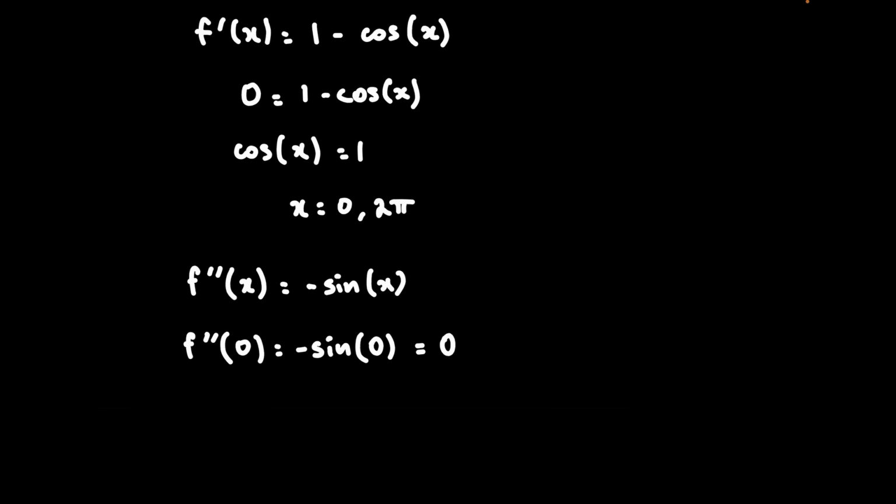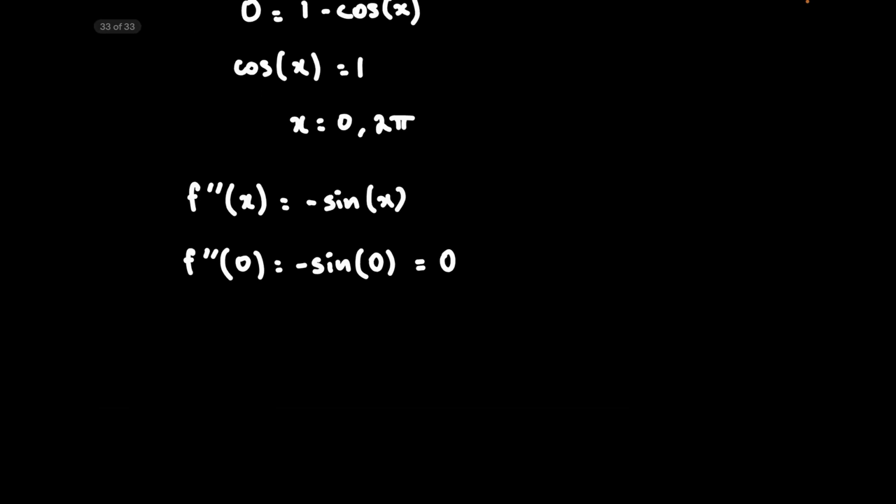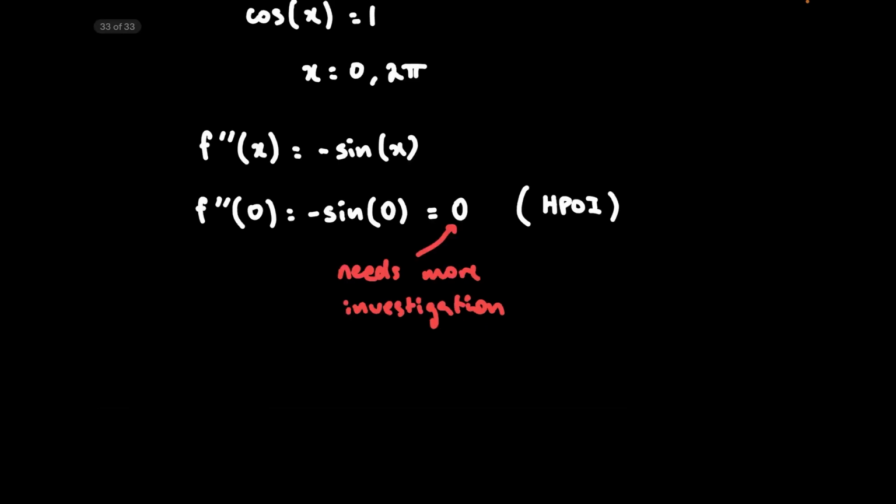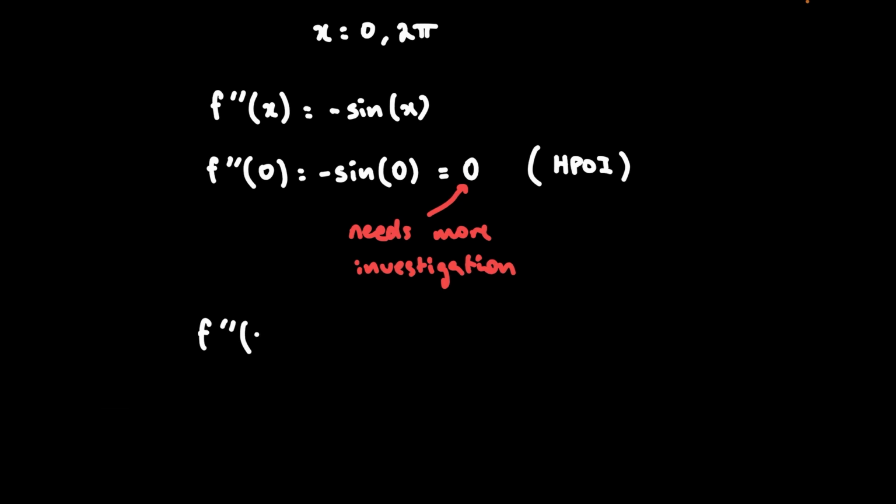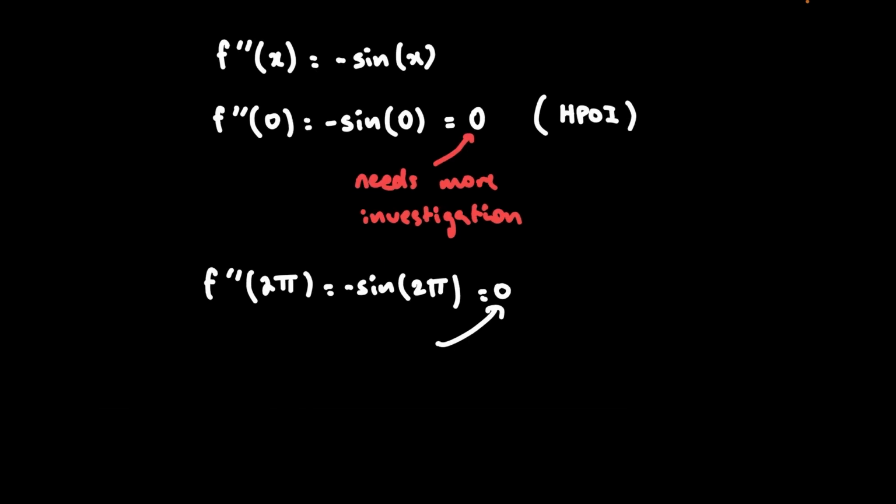So what we have to do when we get a 0 is some more investigation, which I'll do in another video. So we need more investigation. For now, though, I will say it is a horizontal point of inflection. And then what is our double derivative when x is equal to 2 pi? Well, it's just minus sine 2 pi. Right, and minus sine 2 pi is simply also equal to 0. And we need to do some more investigation on this as well.